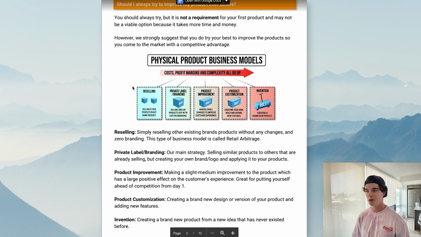But that's not a scalable business model. You are dependent on other brands providing sales on their products. The time investment of going into Walmarts and Targets and stuff like that to find these deals is also something to consider. So if you go right, we have private label / branding, right?